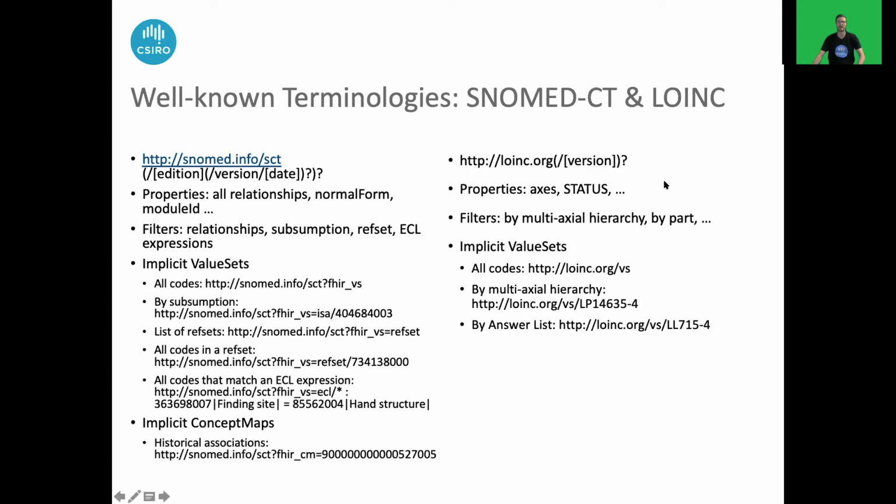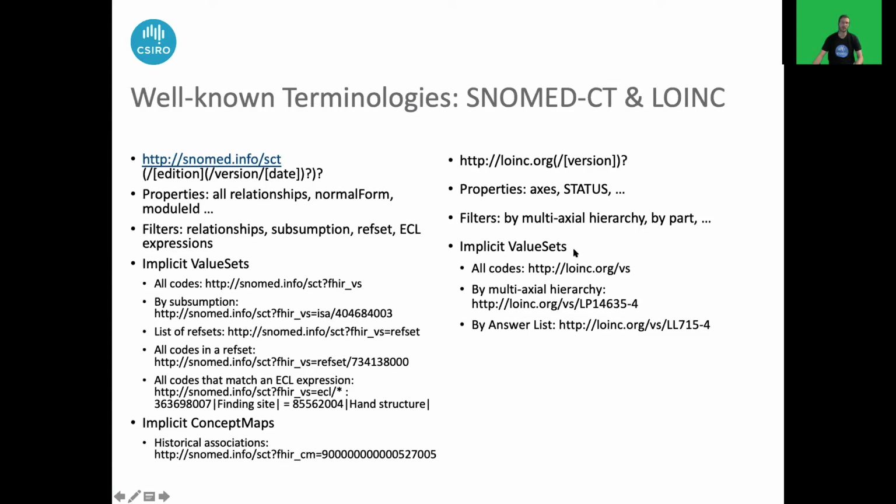The same sort of thing exists for the LOINC code system. So we can retrieve the properties like time, aspect, method, and property, and so on for all of the LOINC terms. The status allows us to find which codes are deprecated. We can construct filters by the multi-axial hierarchy, as well as by part.